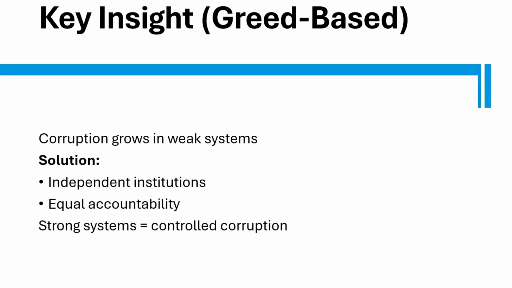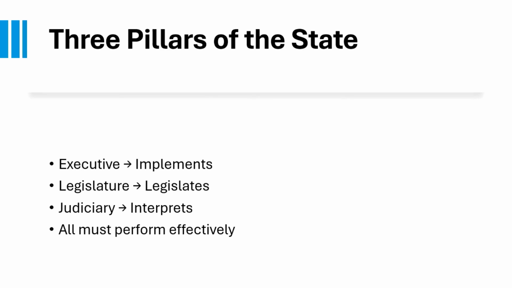Corruption thrives in countries where accountability institutions are weak or dependent, while it declines in countries where institutions are independent and impartial. Now, let's move to inefficiency, the second form of friction, where systems fail not due to dishonesty but due to inability. Governance operates through three institutions: executive, which implements policies; legislature, which makes laws; judiciary, which interprets laws.